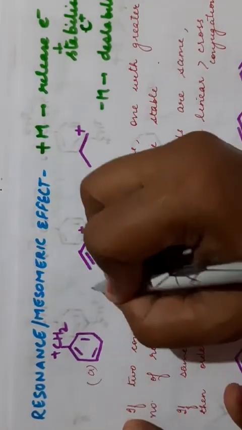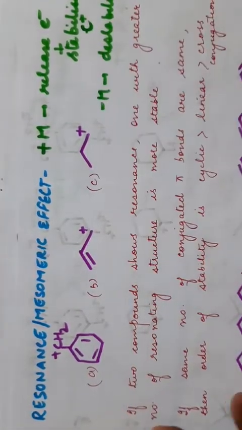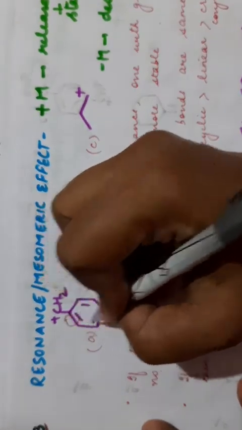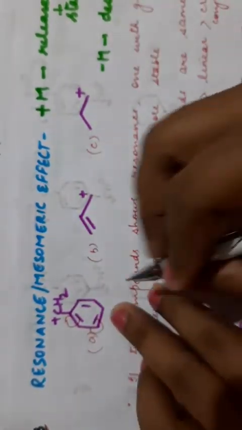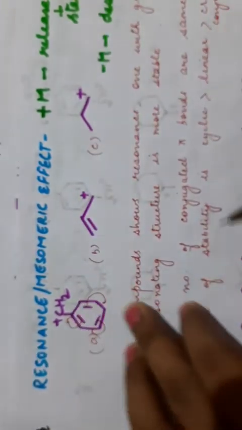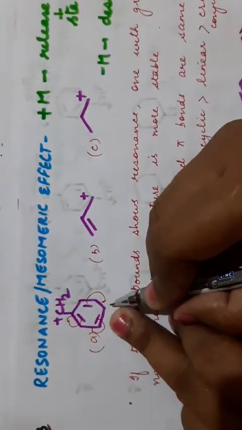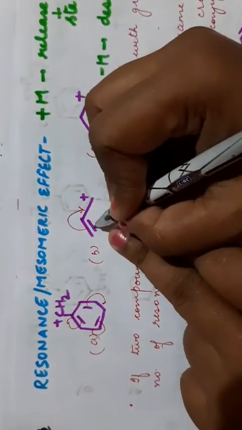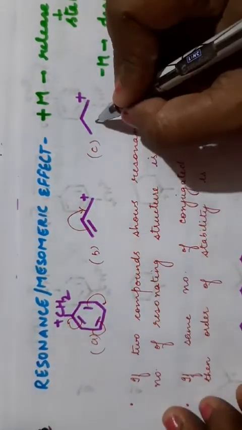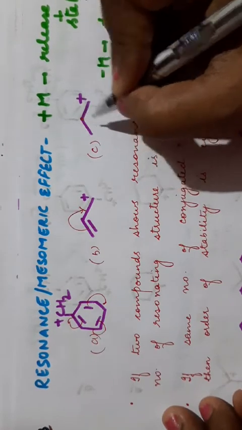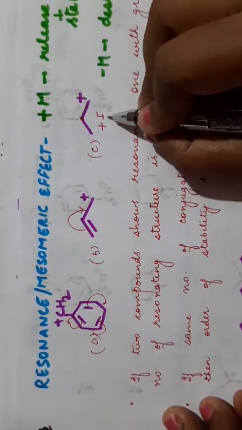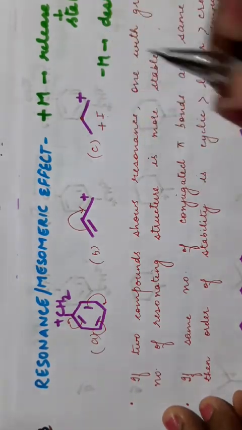Now we have these 3 examples. I will mark them as A, B and C. Now here resonance is taking place. See, this electron will shift here, this electron will shift here. So in this way the shifting will take place, and resonating structures will be obtained here. Here also the resonance is taking place. This pi electron will shift to this position, but there is no resonance here. There will be only plus I effect here, or you can say plus H effect also.